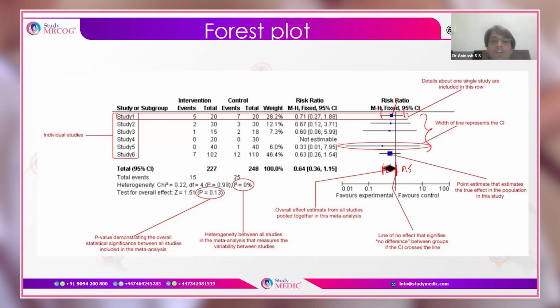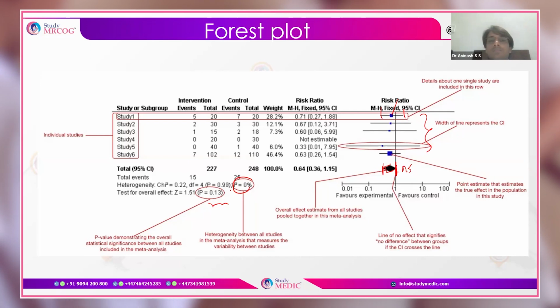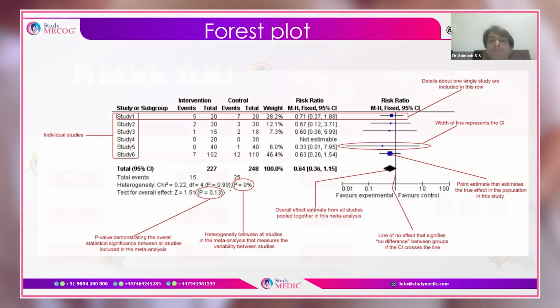Here all are not significant. The I-square shows they are homogeneous studies, and the p-value is not very significant. So you can see the overall effect is not significant here. It is not favoring any experimental study design or effect of intervention.